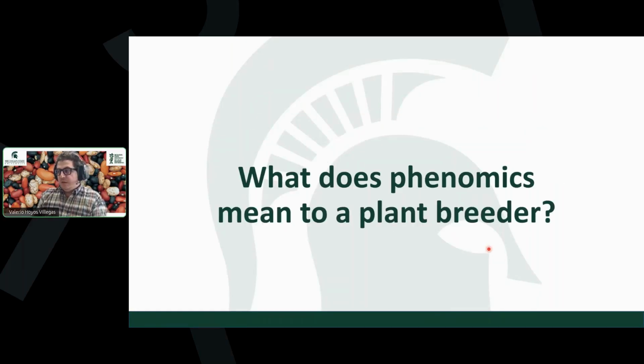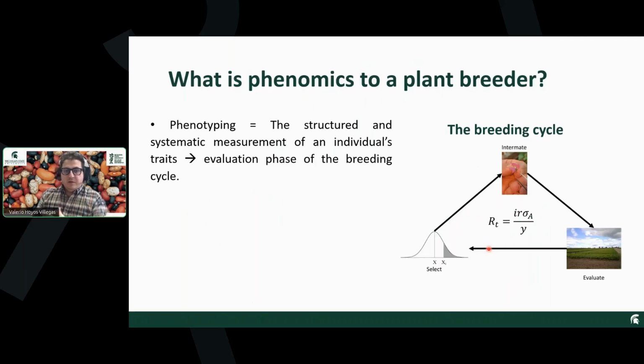So what does it mean, from a philosophical question? What does it mean to a plant breeder? Many of us are familiar with the breeding cycle. This is a way to simplify it, but generally speaking, it involves three steps: intermate, evaluate, and select. And this can be framed around the genetic gain equation, which is determined by selection accuracy and intensity of selection, additive genetic variance, and the time or the number of years per breeding cycle.